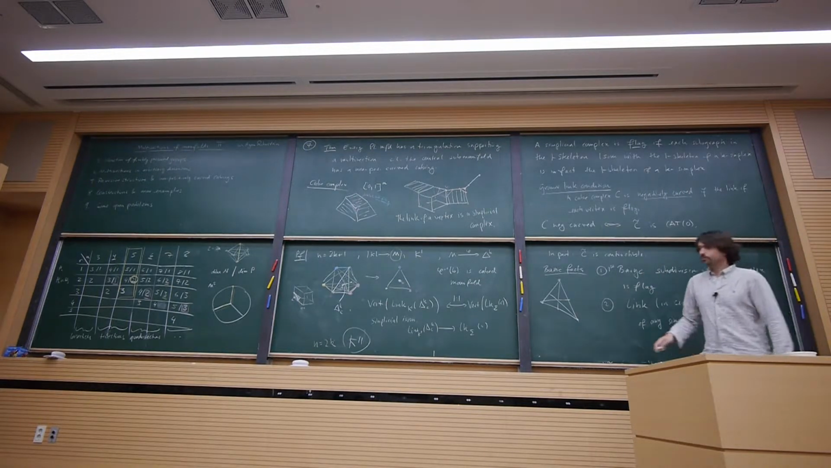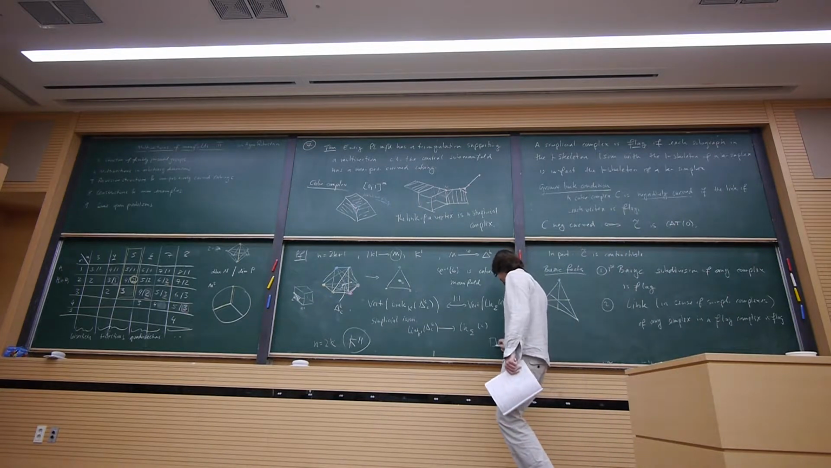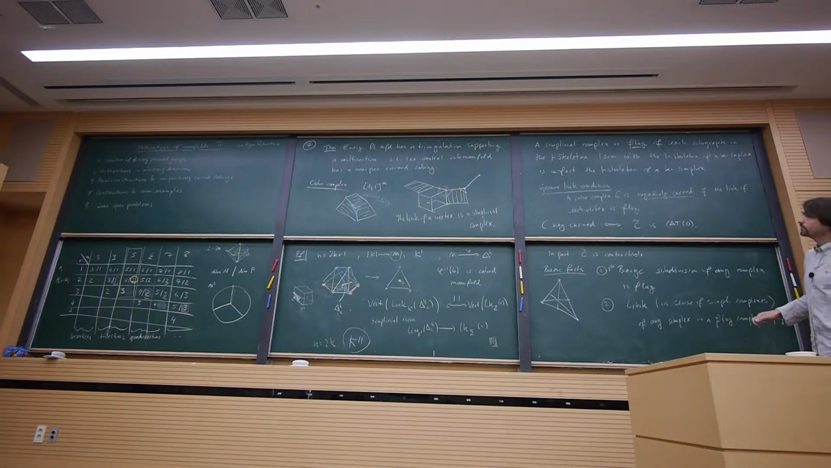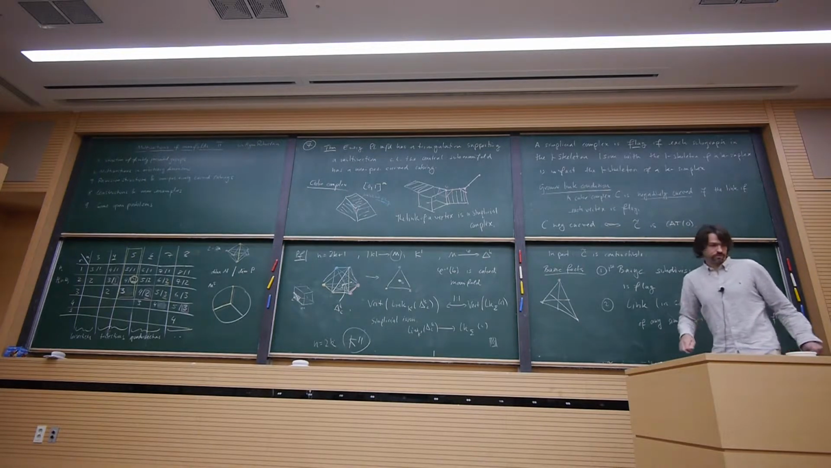Okay. So anyway, this is how you get these non-positively curved cubings for the submanifolds.